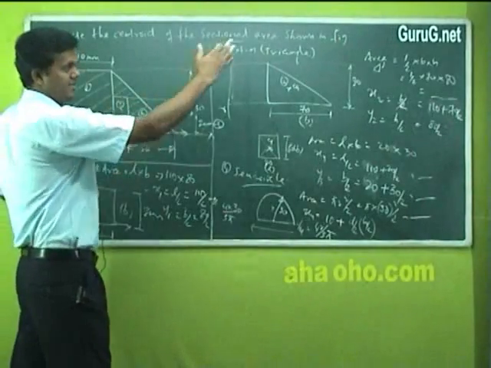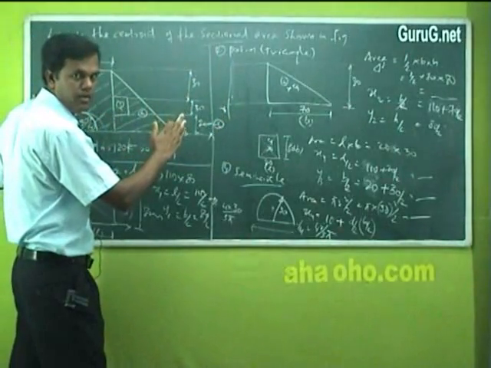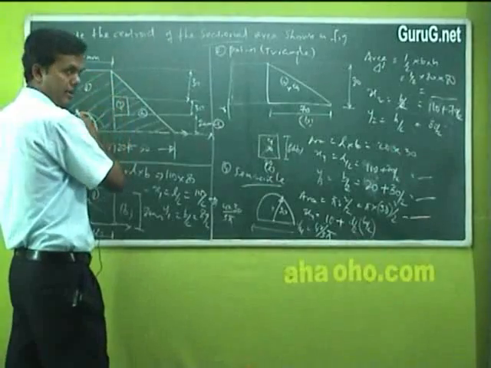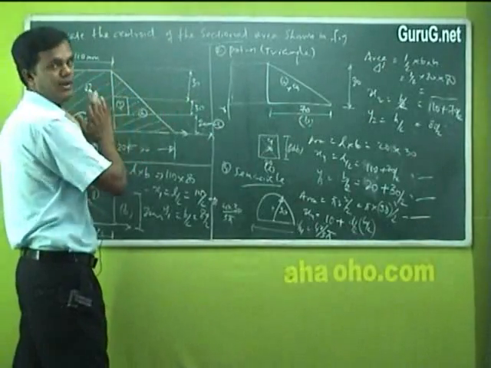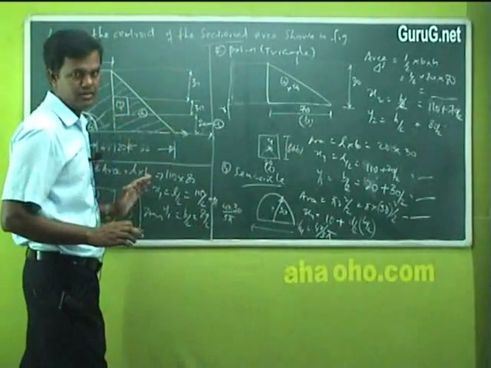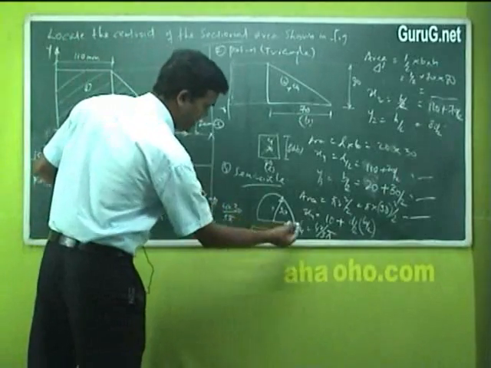Hope you understand, every step I am doing the same thing. If it is sitting on the base, you can directly add up. Write the formula. If it is away from the base, either on the x-axis side or the y-axis side, you have to add up the values. If you commit this mistake, the whole problem goes wrong. That's it. Now here, 4r by 3 pi as such.